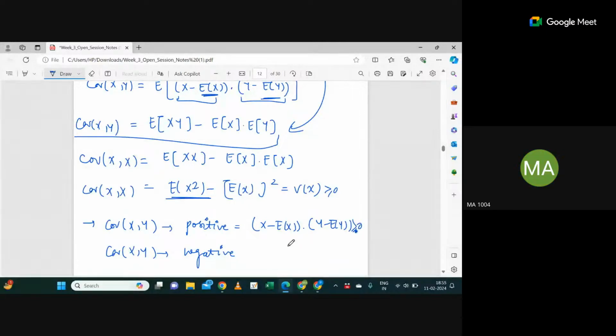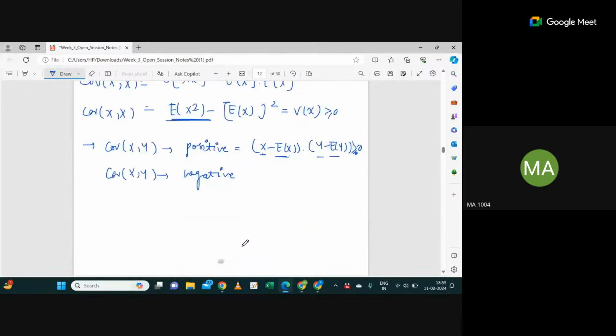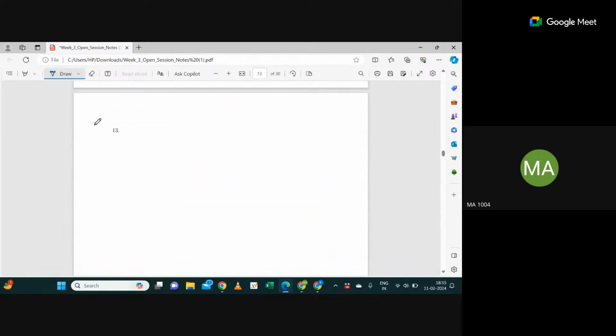Yes, sir. Correct. So when it will be positive, if x is greater than its average, y is also greater than its average, right? Okay. Let me tell you one more thing. After that, I think it will be clear.